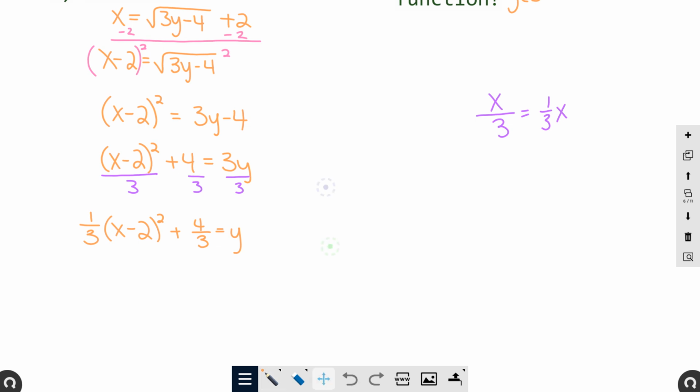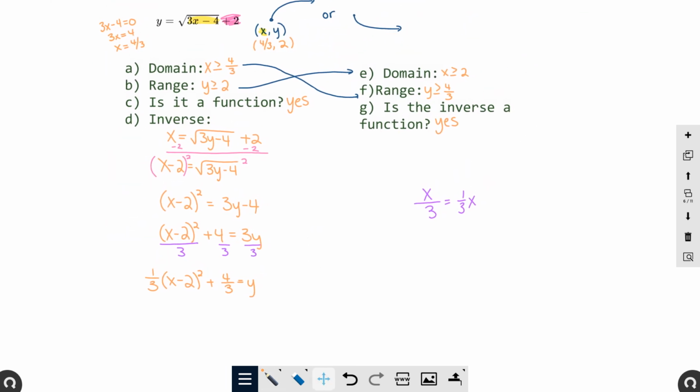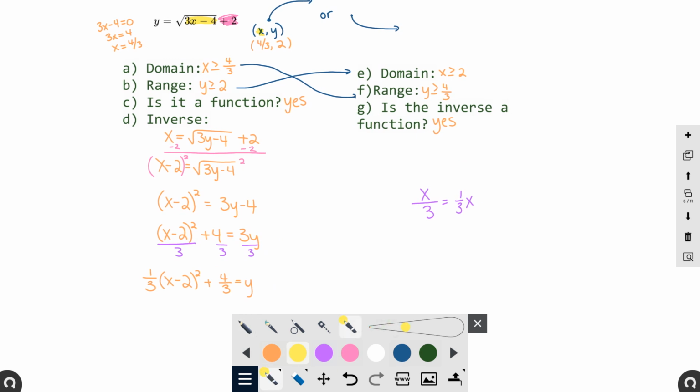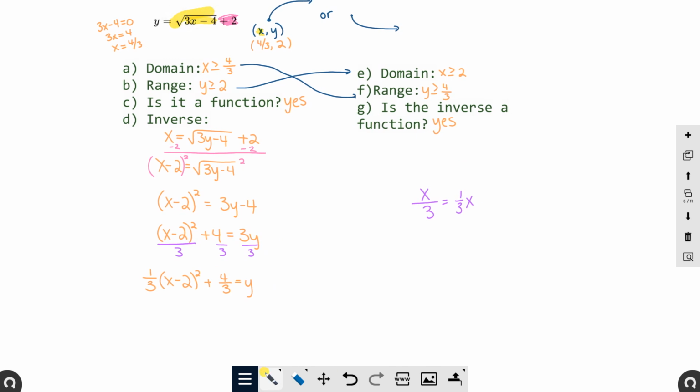Now let's talk about things that are the same with square roots. When you look at a square root problem, there are actually only 2 things that are the same when you see that square root. Function questions. Is it a function? Yes. Is the inverse a function? Yes. Everything else depends on that start point. It's not always 4/3 and 2, and it's not going to be the same equation. So you got to figure out that start point, and then you can go through and find everything else. Okay? So most of your homework tonight kind of looks like that, where we're going through those questions.